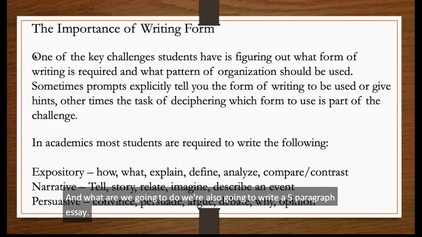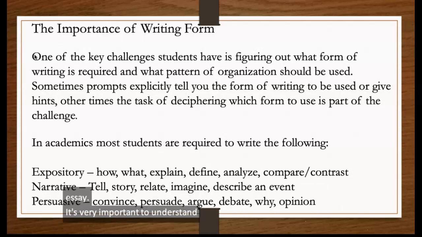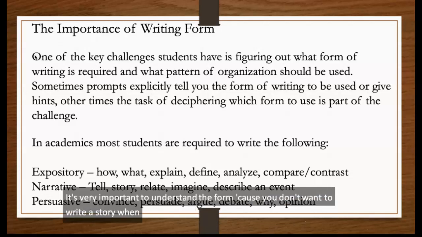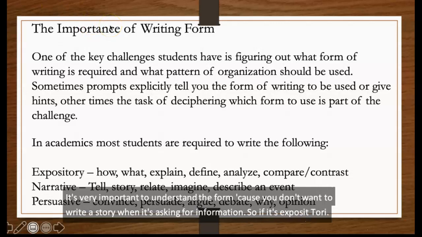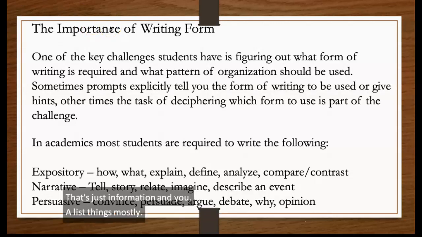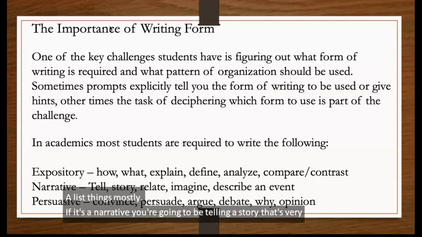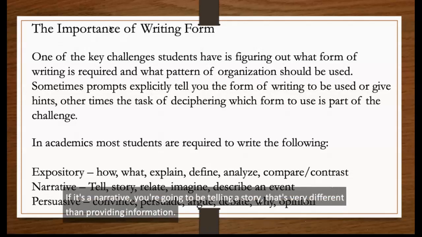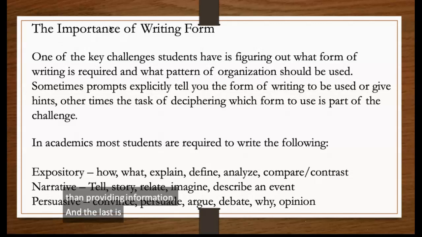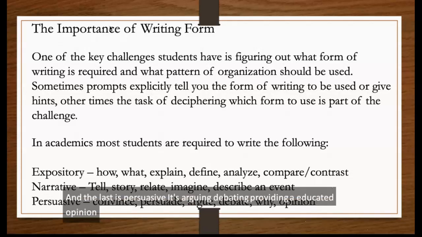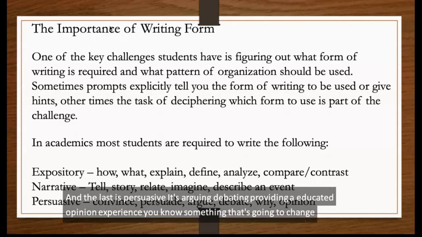It's very important to understand the form, because you don't want to write a story when it's asking for information. So if it's expository, that's just information. If it's a narrative, you're going to be telling a story. That's very different than providing information. And the last is persuasive. It's arguing, debating, providing an educated opinion, experience, something that's going to change the mind of someone.